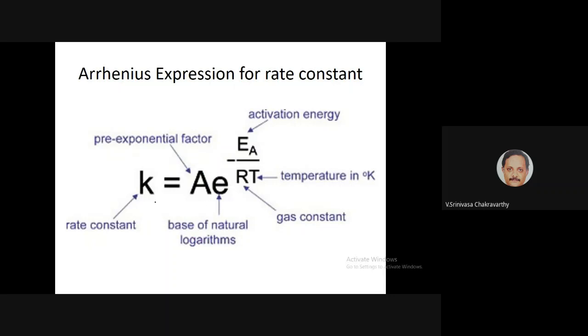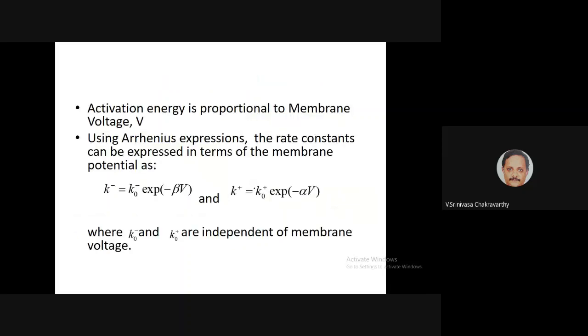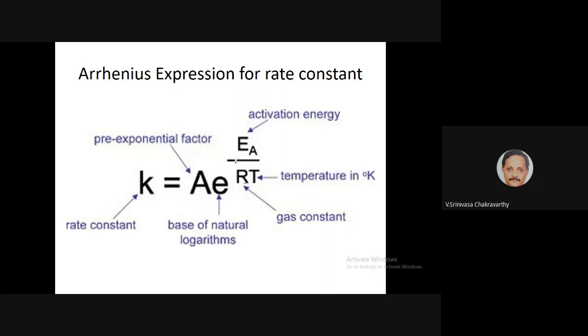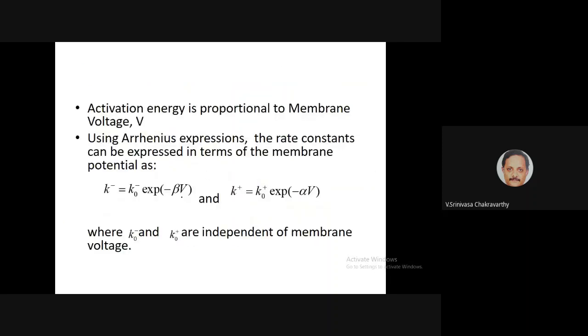That is, the rate constant of a chemical reaction is given by a formula like this, depends exponentially on the activation energy involved in that reaction, right, to make the transition from A to B. So here R is the ideal gas constant, T is absolute temperature. So in our case, the K minus and K plus rate constants, the activation energy actually depends upon the membrane voltage V, right?